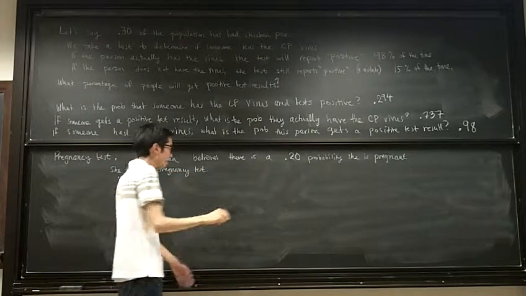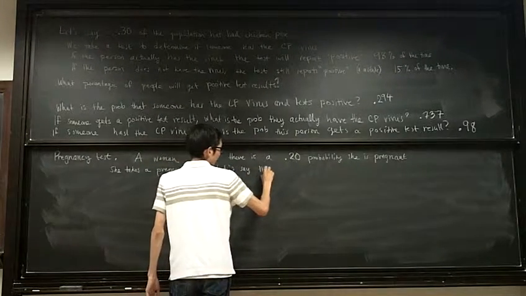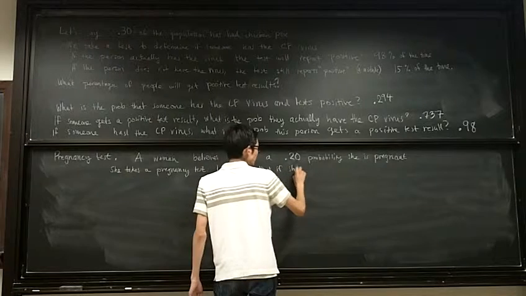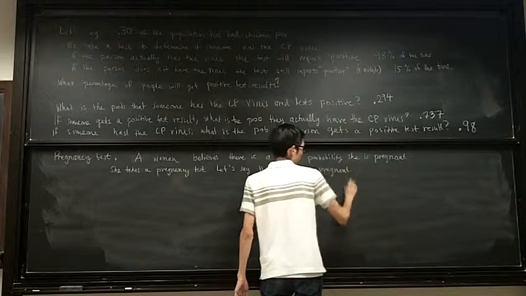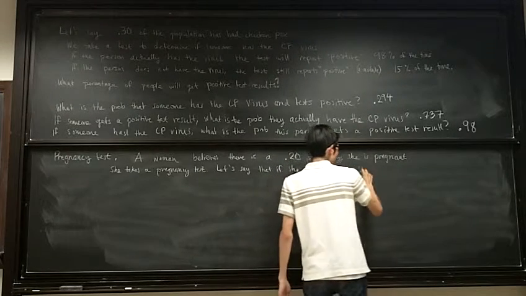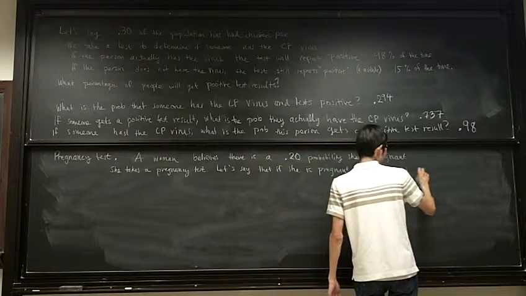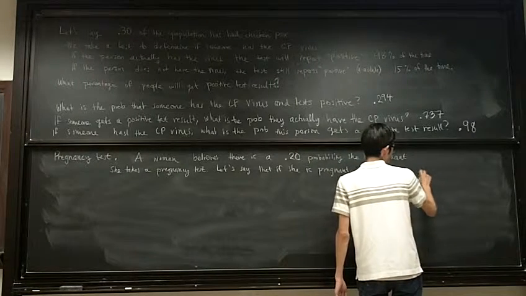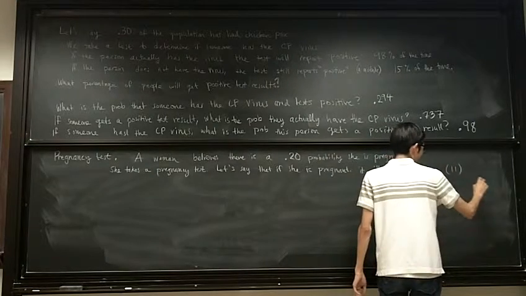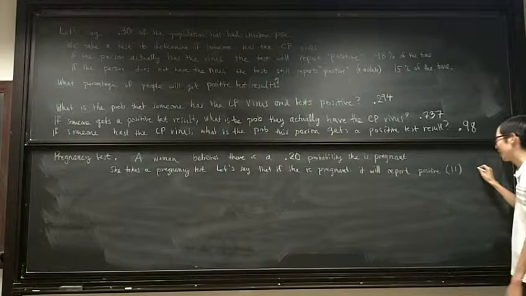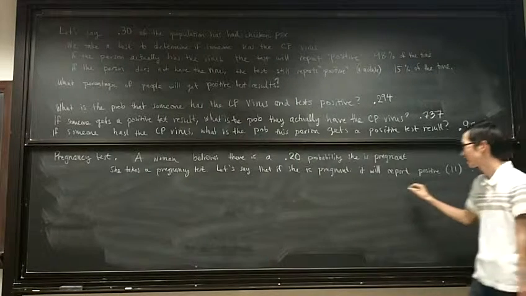Okay, and let's say that if she is pregnant, it will report positive, or whatever, 2 lines, 99% of the time, with probability 0.99.